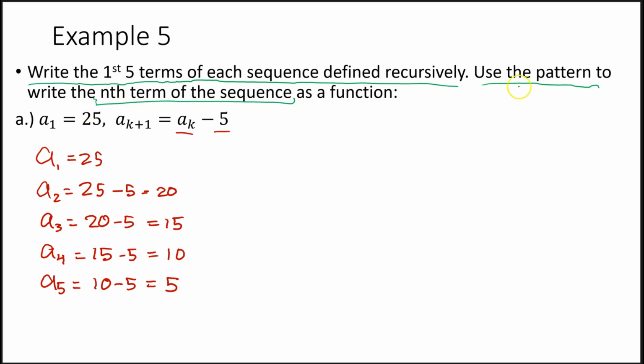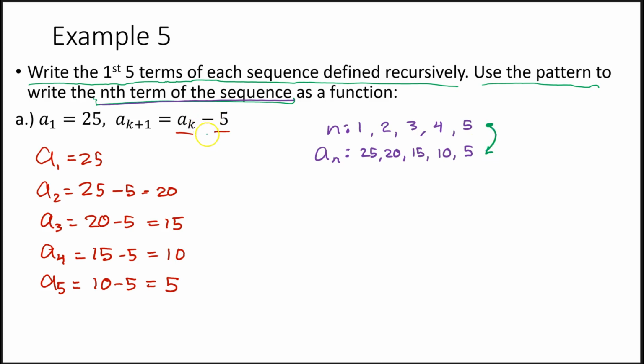Now I want to write the expression for the nth term. So I'm going to write out, I had n was 1, 2, 3, 4, and 5. And my a sub n is 25, 20, 15, 10, and 5. Nice thing about having a recursive sequence is that we can actually use it to help us find what we need to do to my n's to get my a sub n's.